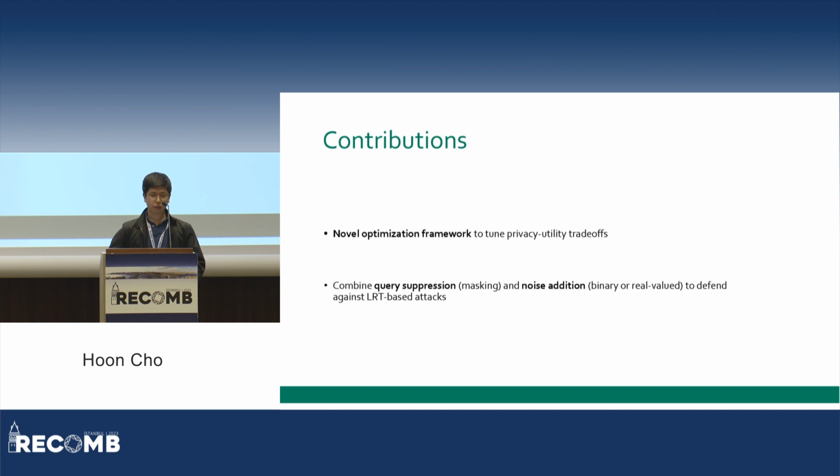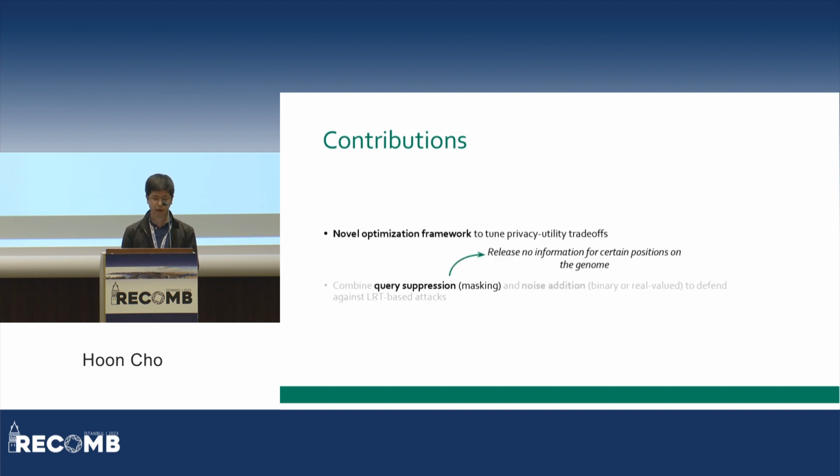These are the main contributions of this work. First, the authors introduce a novel optimization framework, which helps us tune the privacy utility trade-off in the context of sharing these summary level genomic data. And second, they introduce algorithms that combine both data suppression and noise addition to achieve this. And this defends against LRT attacks.